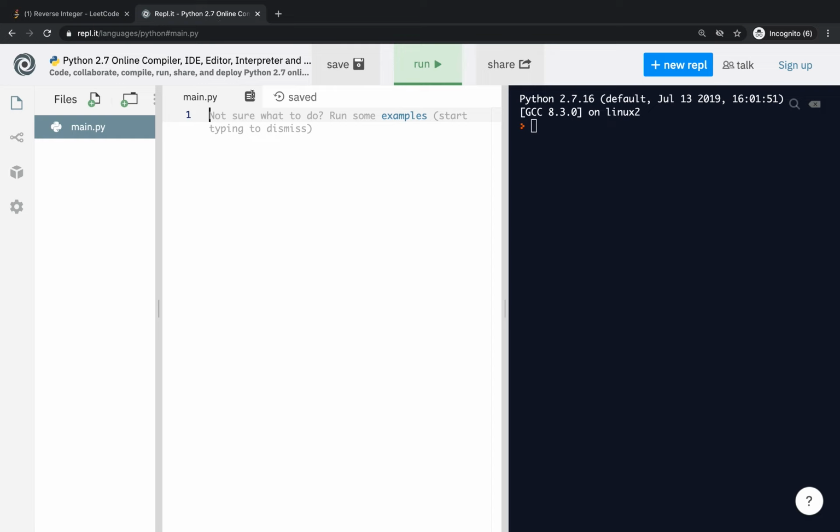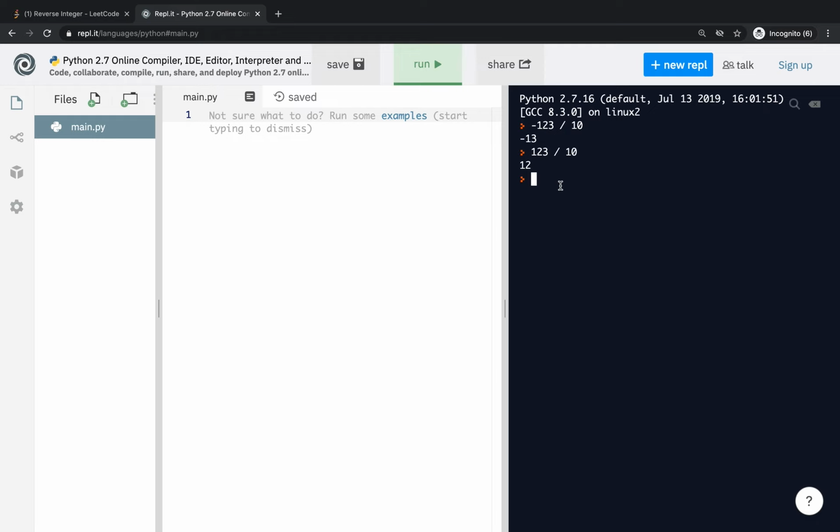So I've got this Python interpreter open, and one thing we should be careful of is, let's say we take negative 123 divided by 10, we get negative 13, right? 123 divided by 10 gets 12. So this is what we want, right? We just want to get rid of this last digit and make it negative 12. So we want this to be negative 12. So this is kind of annoying.